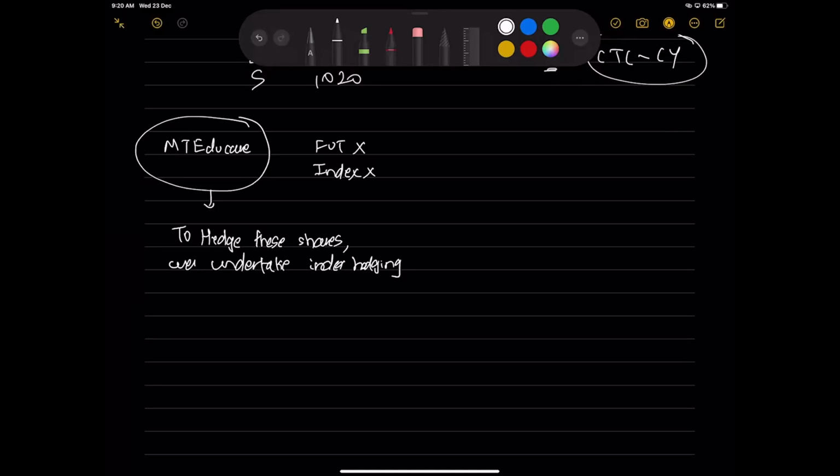So index hedging में, how do we undertake that hedging activity? उसके लिए सबसे पहले मुझे निकालना पड़ेगा something called as hedge ratio, or I can say that is called as beta. Have you heard this term, beta of a stock? Yes, sir.